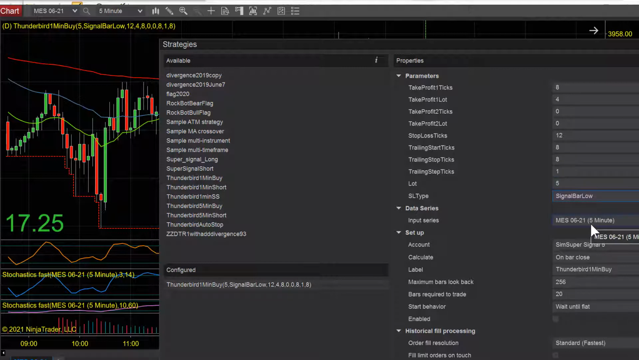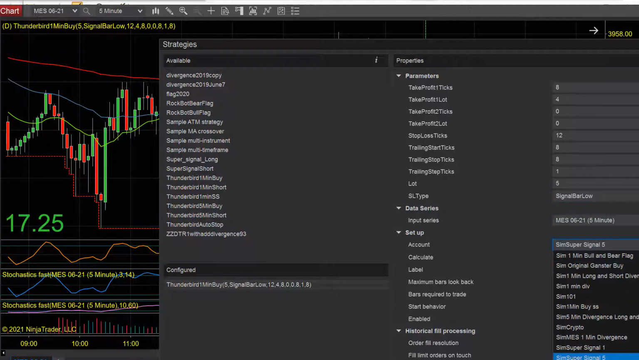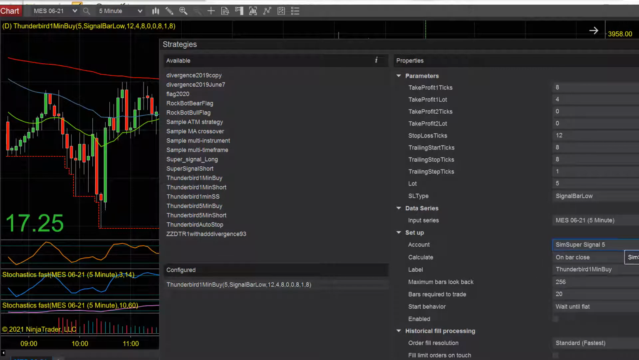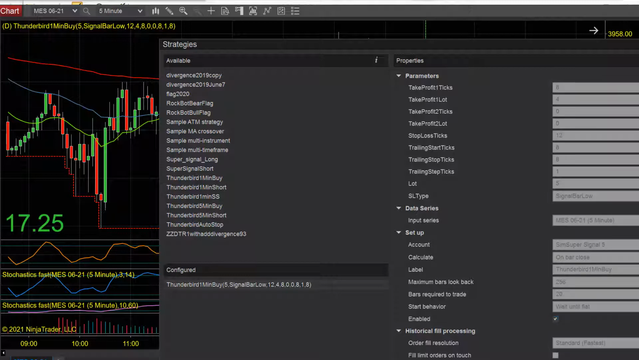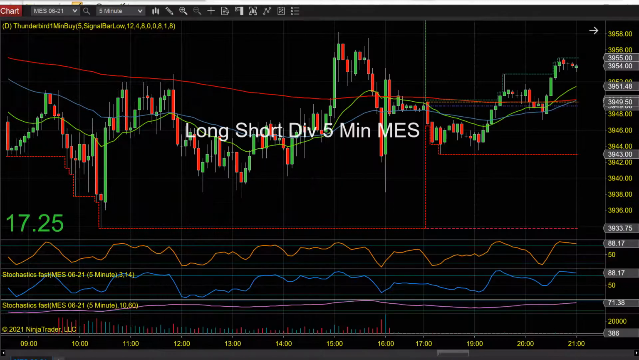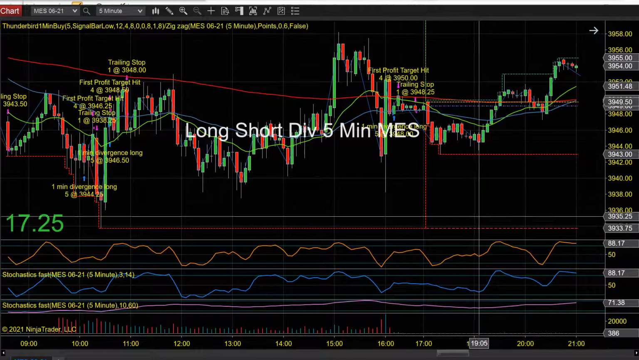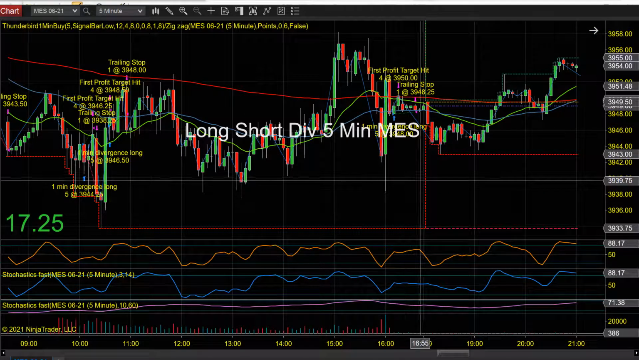And make sure your series is on 5 minute, and then whatever account you're using, if you attach an IB account to it or whatever you want to attach to it. I just have it on a sim right now, and then you enable it. So I want to re-enable it. I just want to give you an idea of what we're looking at here. Apply. Okay. Now it should fill up here. There it goes. It fills up.